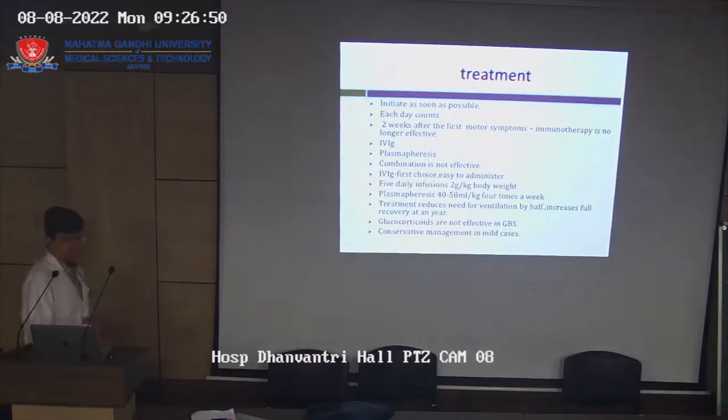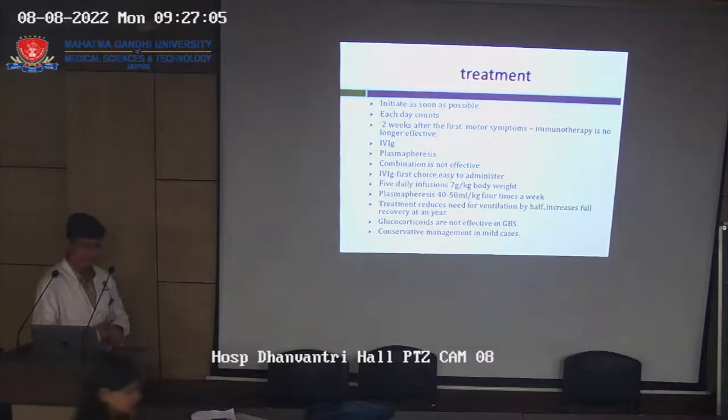You have made a diagnosis, and you have confirmed the diagnosis with the electrodiagnostic study. Now you have to treat the patient. The treatment should be started as soon as possible. There should not be any delay, because each day counts. If you start your treatment later on, then the treatment will not be effective. So you should make a diagnosis and start the treatment as early as possible, because 2 weeks after the first motor symptom, immunotherapy is no longer effective. If you give immunotherapy in the later part of the disease, it will not work. You should give the immunotherapy as early as possible.